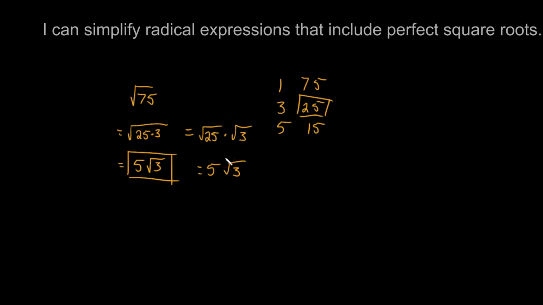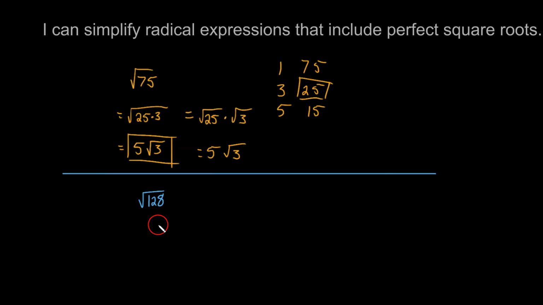Let's look at one more example. So we're given the square root of 128 now. And we know that this is equal to the square root of 64 times 2.